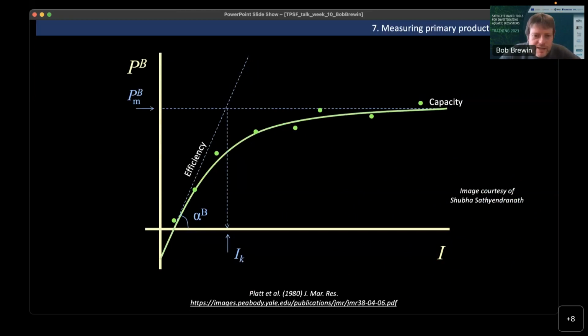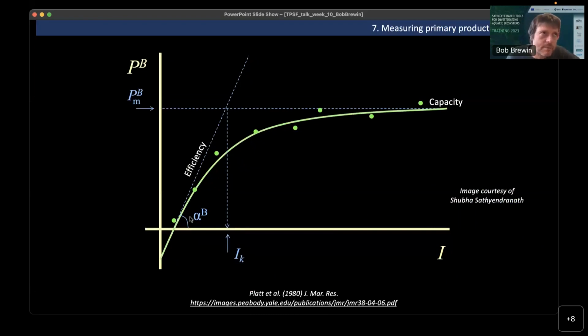And as I mentioned a couple of slides earlier, this is what they call a photosynthesis irradiance curve. Again, a lot of work by Trevor Platt and colleagues in the 70s and 80s, looking at different ways of quantifying this. But here we have normalized production on the y-axis as a function of irradiance on the x-axis. And if we plot our primary production measurements, we can fit what they call a photosynthesis irradiance curve.